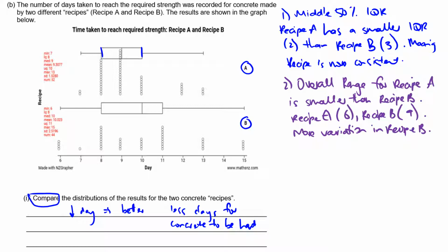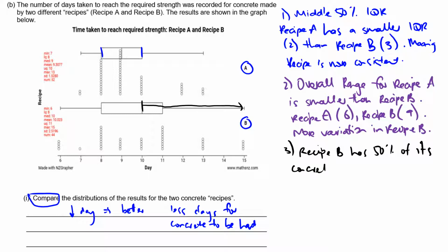harder. Other things we can talk about is the shift of the data. So 50% of recipe B's concrete takes longer to get hard than 75% of recipe A. This suggests that recipe B takes longer for the concrete to meet optimum strength.